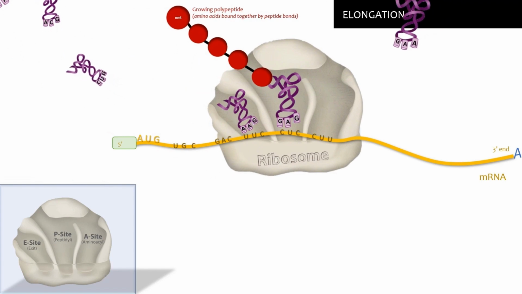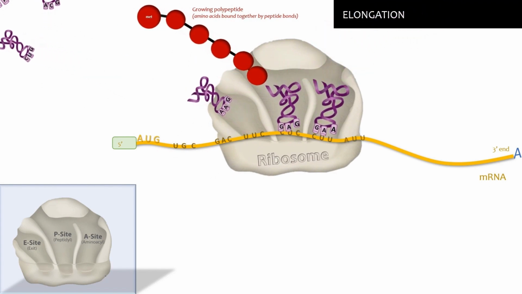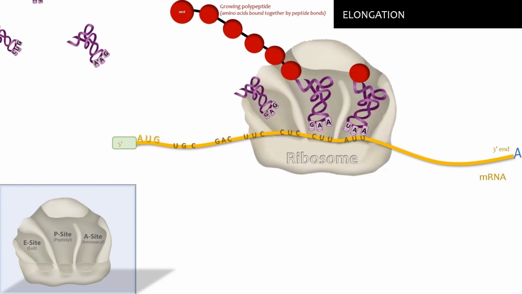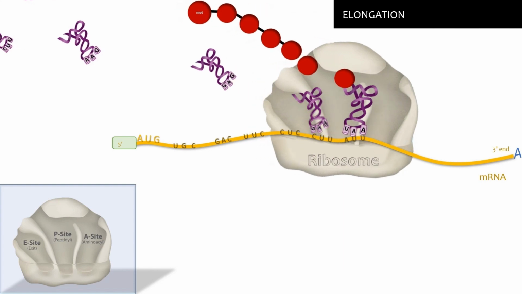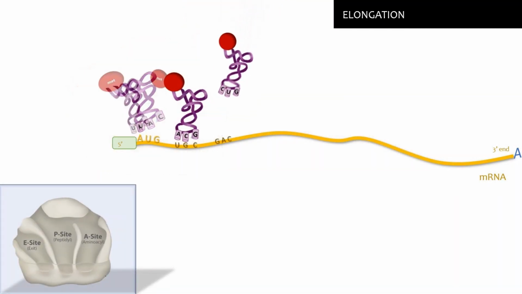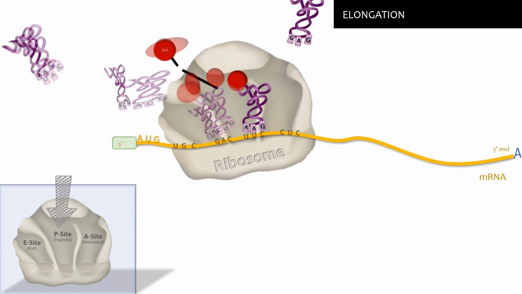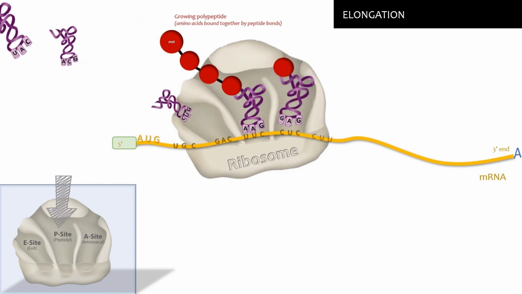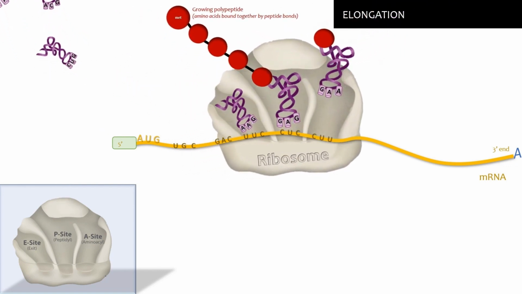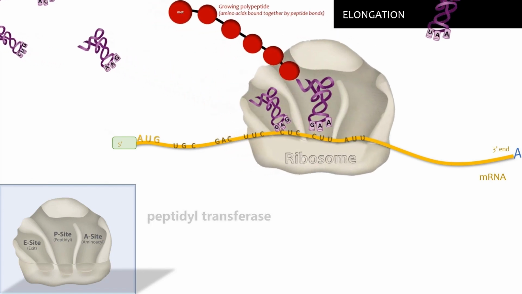A peptide bond then forms between the amino acid from the A site with the amino acid from the P site. The P in P site technically stands for peptidyl tRNA binding site, but I like to think of it as the peptide bond site because this is where the tRNA goes after its amino acid forms a peptide bond with the previous amino acid. The formation of each peptide bond is catalyzed by an enzyme called peptidyl transferase.